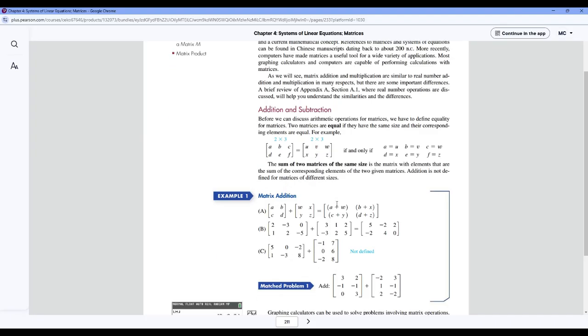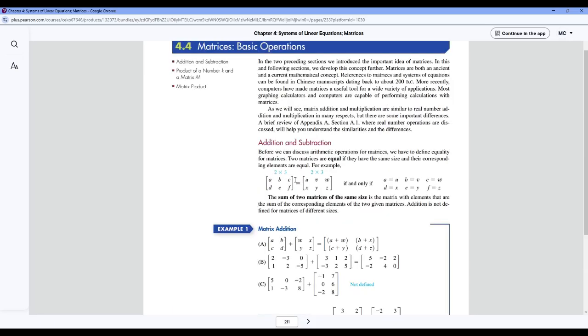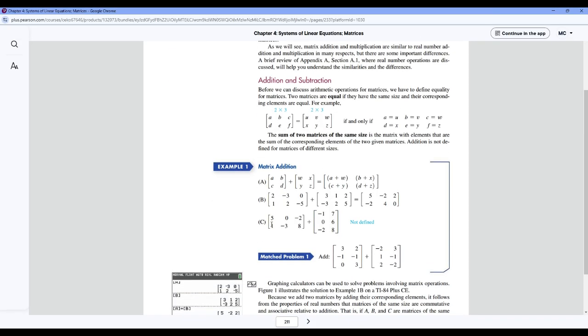So whenever you add them, they have to be exactly the same. A 2 by 2 plus a 2 by 2 is going to be a 2 by 2. A 2 by 3 plus a 2 by 3 is a 2 by 3. Now, you cannot add a 2 by 3 plus a 3 by 2, so it will not work.